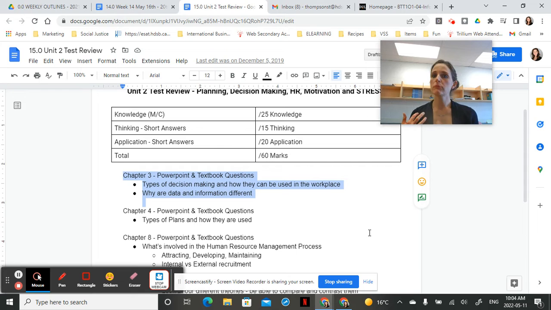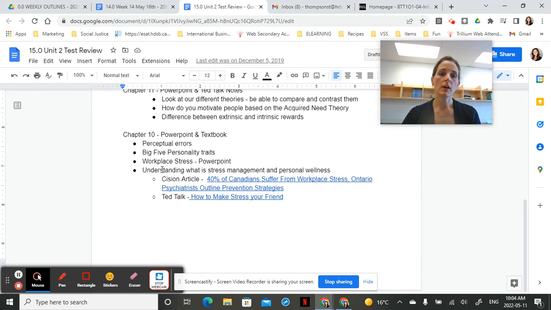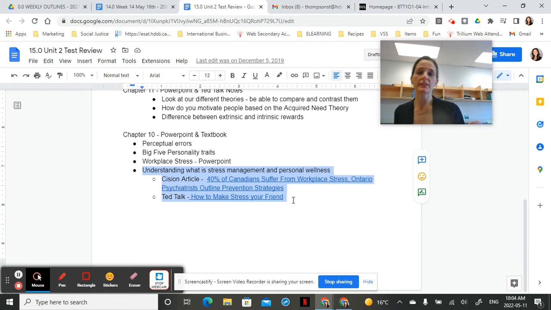And then really understand that content, because what I'm going to be looking for on the test is that you are connecting to the content that we learned in this class, this unit. So show me, prove to me that you know the work, that you've done the readings, that you've gone through the slide decks. That's chapters 4, 8, 11, and 10. Also, make sure you are referring to some of the other readings we've done, the articles, for example, the workplace stress article, as well as the TED Talk on how to make stress your friend. You're going to find that you need that content in the test.